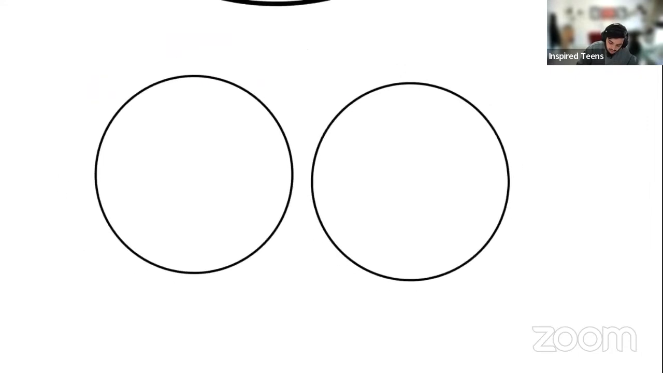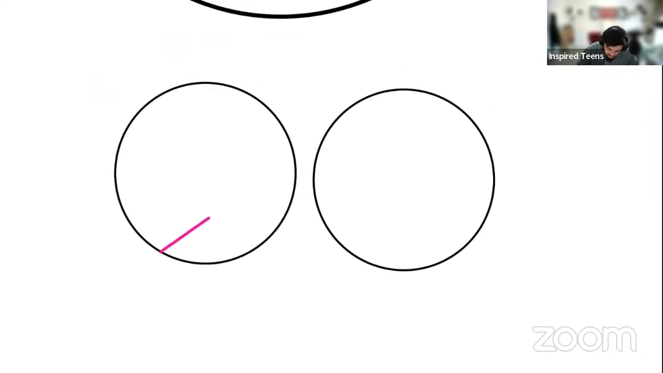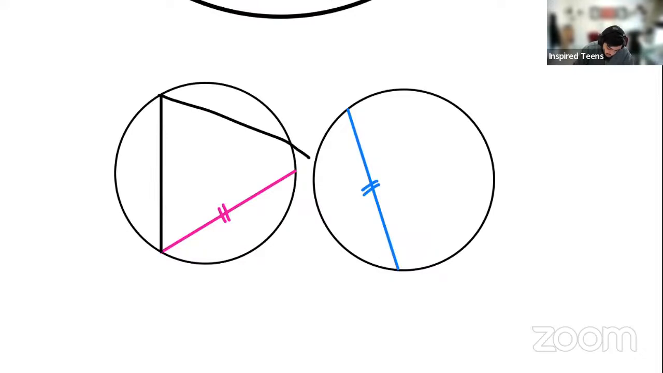Okay, so in this case, I'm going to draw a line here. And in this case, I'm just going to draw a line here. Okay, and I'm going to say that these two are equal in length. They are equal in length. So if one is 5 centimeters, the other one is 5 centimeters as well. And for each chord, I'm going to subtend an angle. So I'm just going to subtend this angle here.